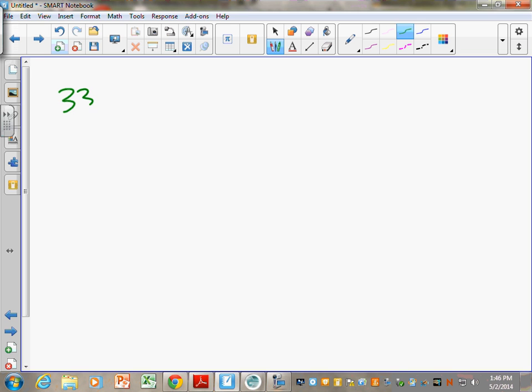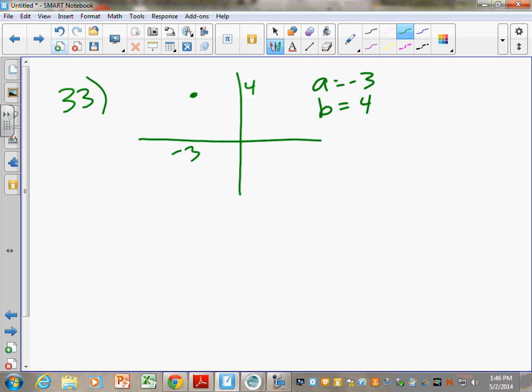Like on 33 and 34, they say, look at this graph, and they make you a little point out there. That's where this is negative 3 and this is 4. And they just want you to realize for part 33, it says, find A, B, and the absolute value of z sub 1. Well, A is just the real number. B is just the imaginary number.